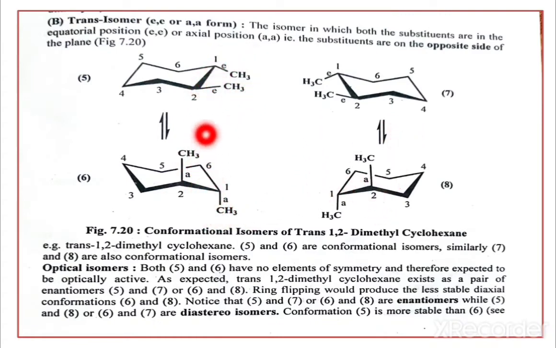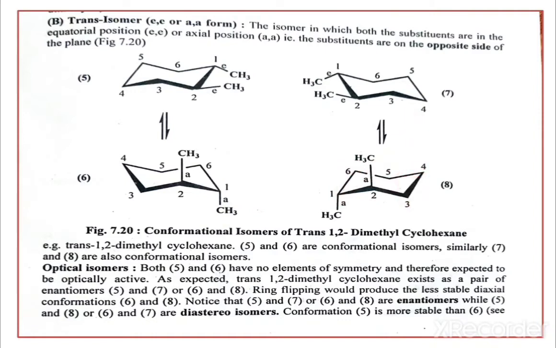Equatorial position or the axial position. That is, the substituents are on the opposite side of the plane. I have mentioned here, this is the conformational isomer of the trans 1,2-dimethyl cyclohexane. For example, here the fifth and sixth are conformational isomers. Similarly, 7 and 8 are also conformational isomers.